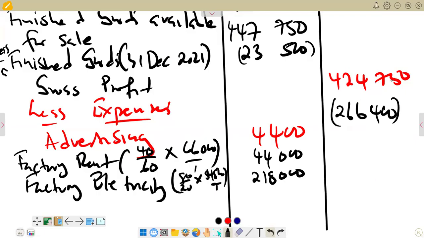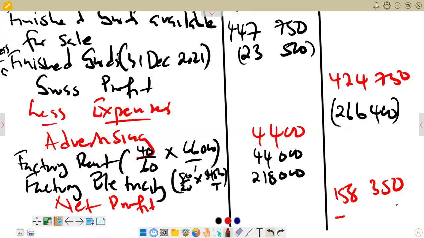So we say 424,750 minus 266,400. Then we get our net profit. Remember, it's net profit when gross profit is greater than expenses. If gross profit is less than the expenses, it's going to be our net loss. So here we subtract, and the figure that we get is 158,350. So this is what we have, guys, in terms of the fraction of this income statement.